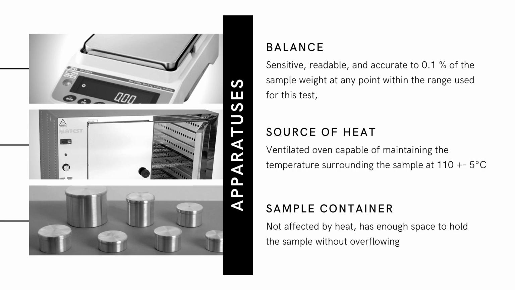Next is the sample container, not affected by heat and has enough space to hold sample without overflowing. So dito, meron din tayong precaution dito. Kapag gagamit ka ng microwave oven, kailangan yung container mo non-metallic. And kapag naman, sa mga large samples, an ordinary frying pan is suitable for use with the hot plate or any shallow flat bottom metal pan. Pwede na rin yun para sa heat lamps or oven. And lastly is the stirrer, a metal spoon or spatula of convenient size.